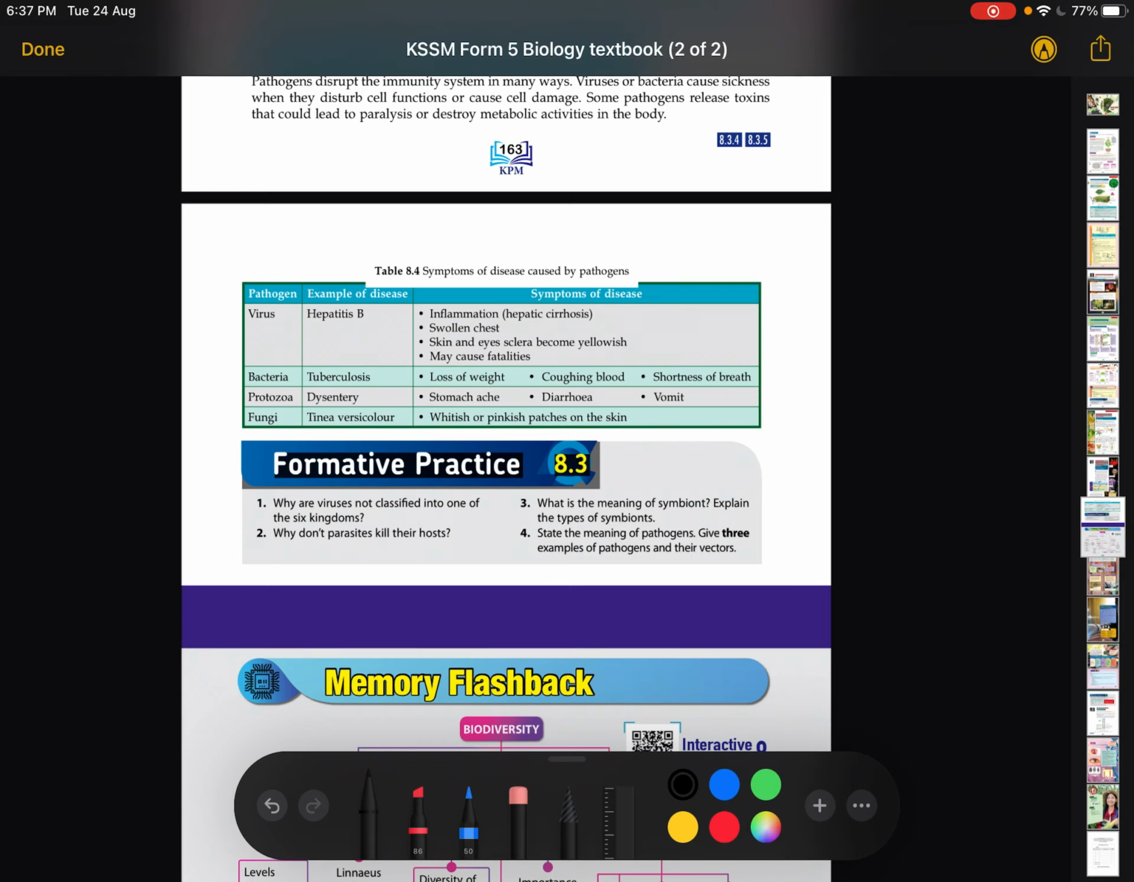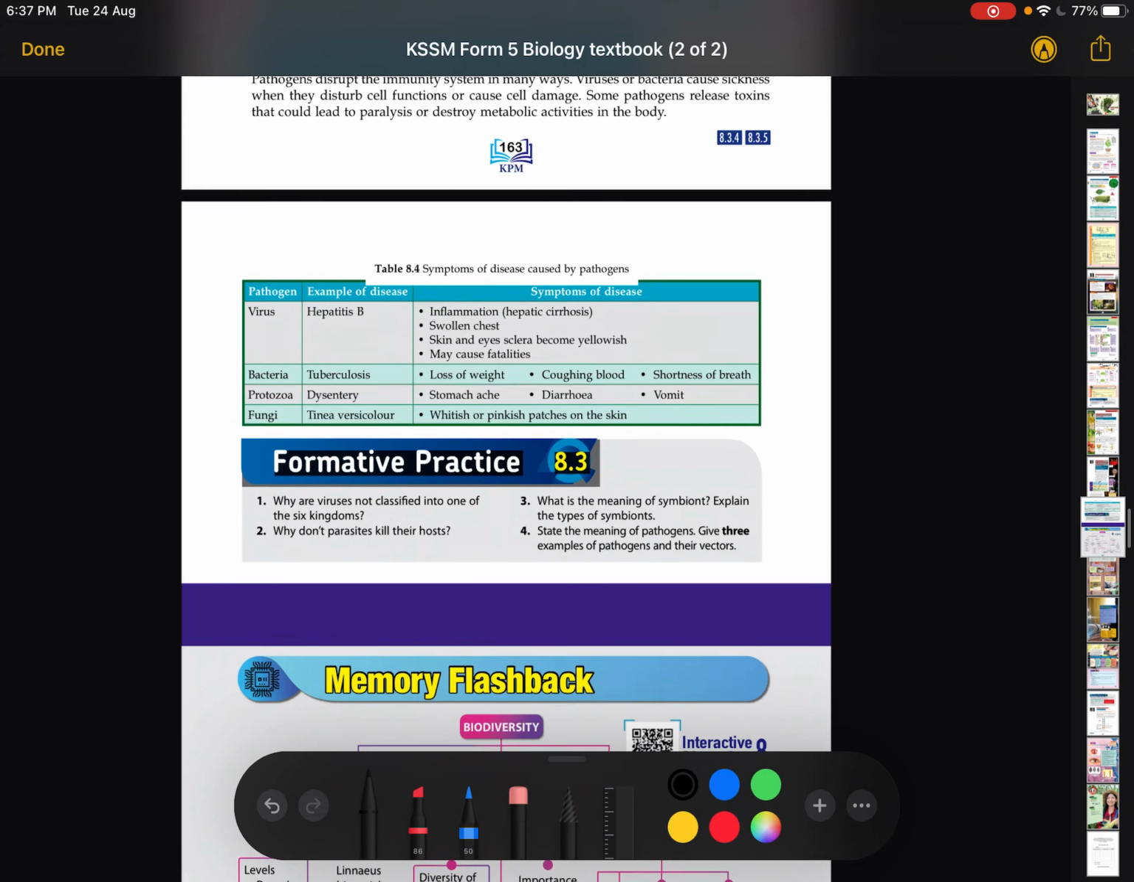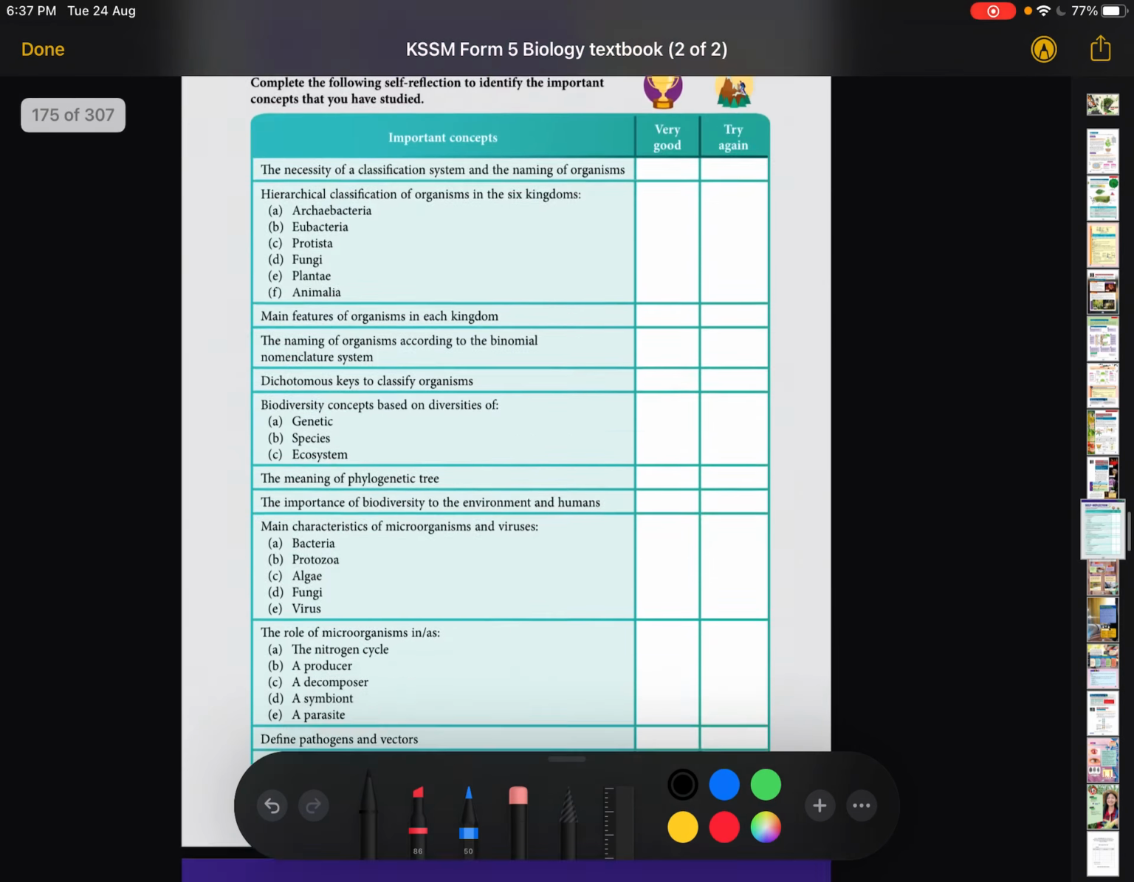So there are a few types here. For virus, hepatitis B; bacteria, TB; protozoa, dysentery; and fungi, tinea versicolor. Yeah, there's a type of tinea called ringworm. That one is more common, ringworm.